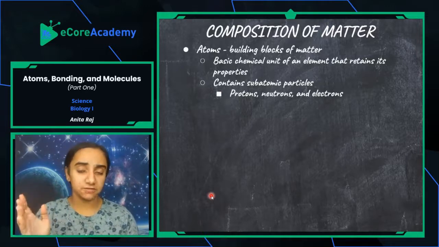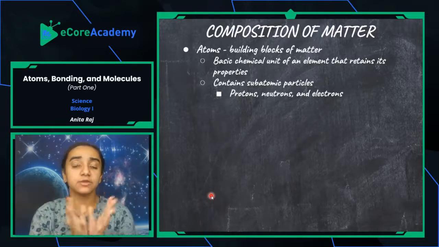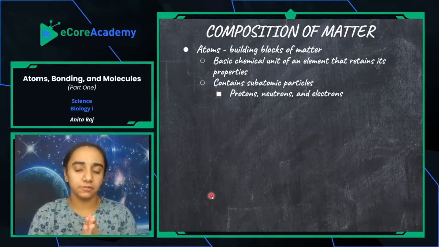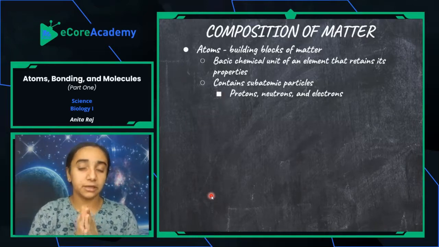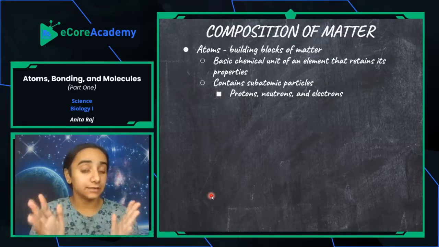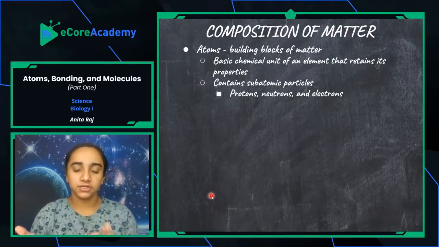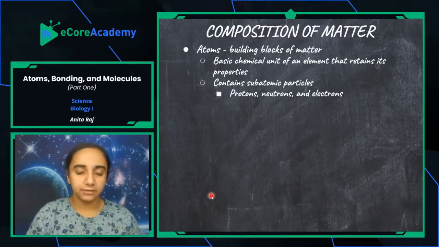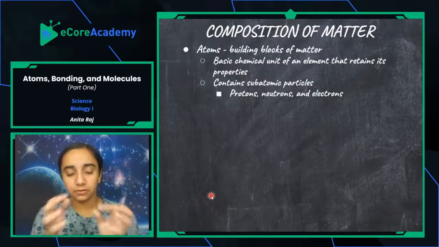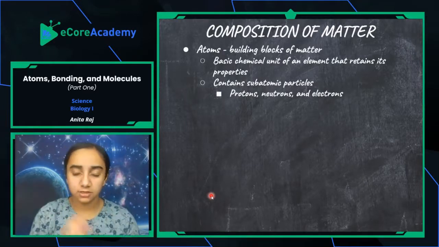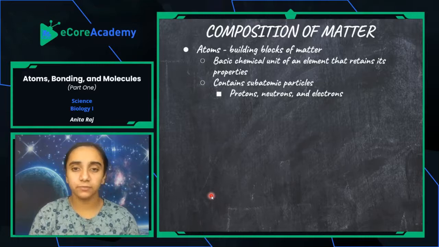Atoms are the building blocks of matter. If you want to think of it like Lego pieces: oftentimes you build with Legos to make a house or just anything in general. Think of atoms as those little bricks that you put together to build that final product, which is the house, which in this case is matter. Atoms are the basic chemical unit of an element that retains its properties. In the next part, I'll talk about what an element is. They're found on the periodic table.